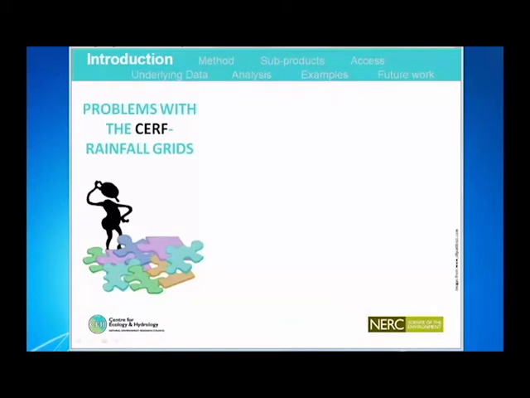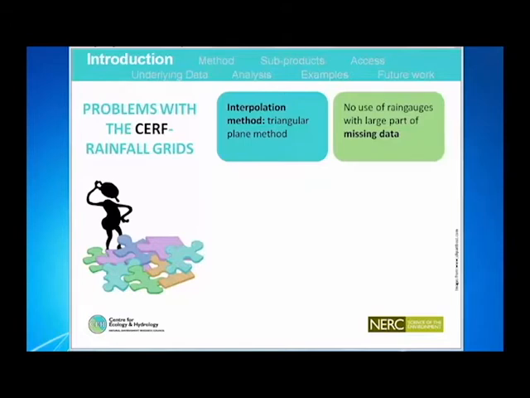So there were some known problems with the SURF rainfall dataset. First, the interpolation method itself was not the best one. It was a method called the triangular plane method. It has the advantage that it's relatively simple to code and quick to compute, but it only uses the 3 closest rain gauges, even though you have many more around. So it doesn't optimize the use of the available data.